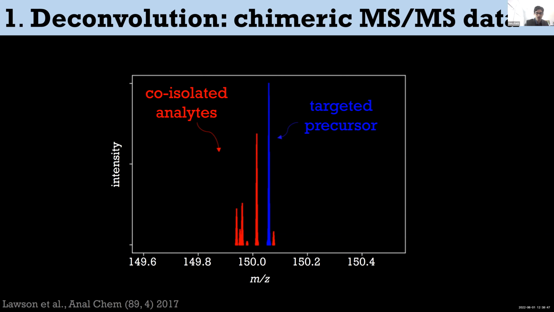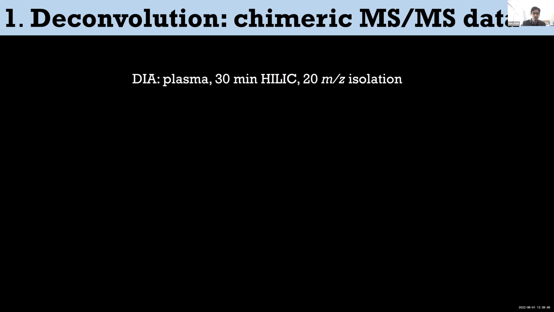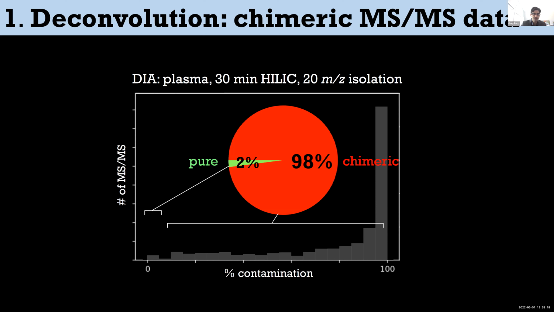If you take this kind of approach and apply it to the type of SWATH experiment that I explained earlier, again a data independent acquisition experiment, what I'm going to describe here are data from human plasma, where we did a 30-minute HILIC separation, so a pretty standard separation. We used 20 m/z isolation windows here. The cartoon I showed you earlier was 25 m/z isolation windows, a slight variation. We consider how much of the data are chimeric, and this is the kind of picture that you get.